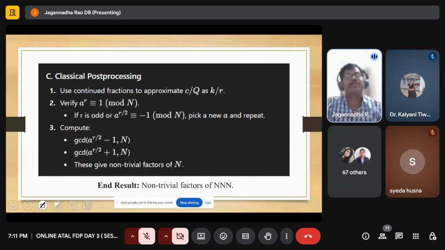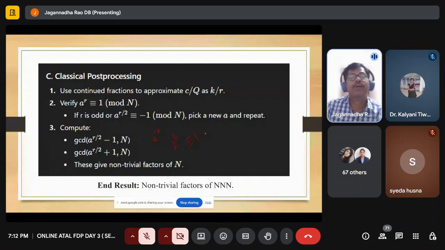Classical part: when I go to the post processing of the classical part, just verify a power r is identically equal to 1 mod n. So for example, I go to the a power r value. a power r, already in our example, 2 power 2. Is 2 power 2 identically equal to 1 mod n or not? So 15 with 4, this is the remainder. I need the remainder. Is the remainder 1 or not? No, the remainder is not 1. It is 0, 0, 4, which is not right. Pick a new a and repeat this.